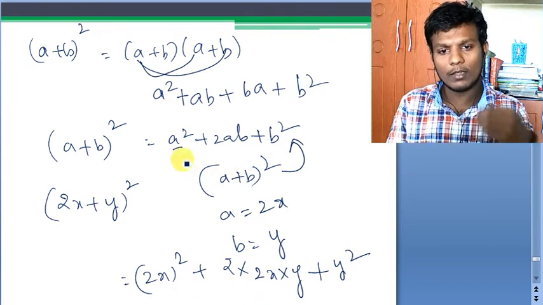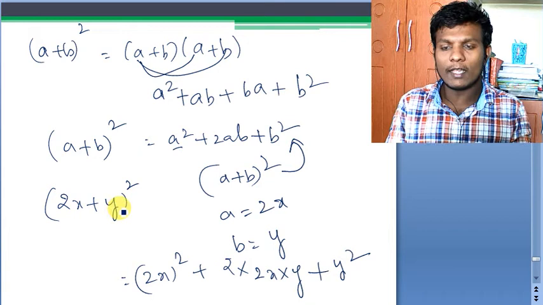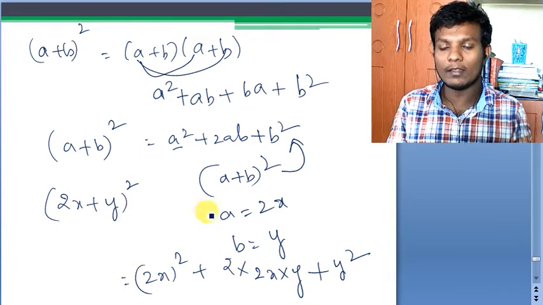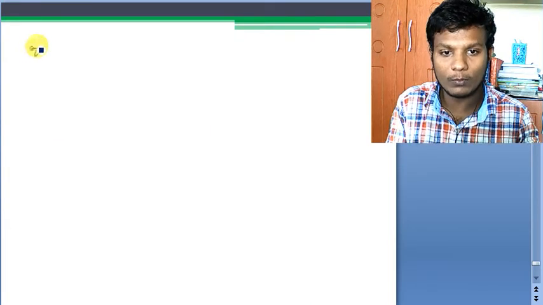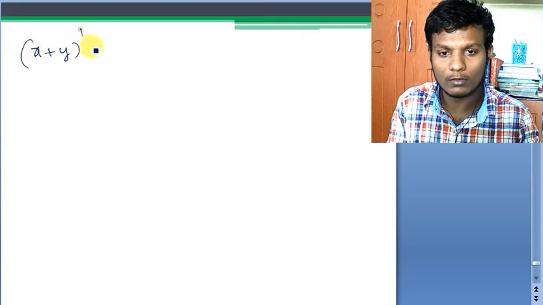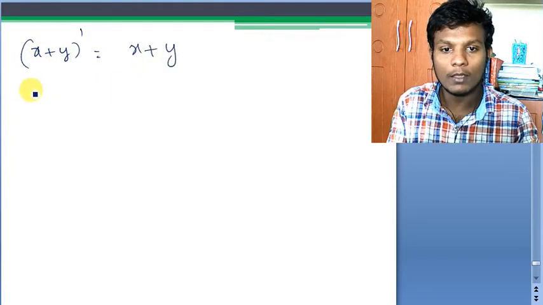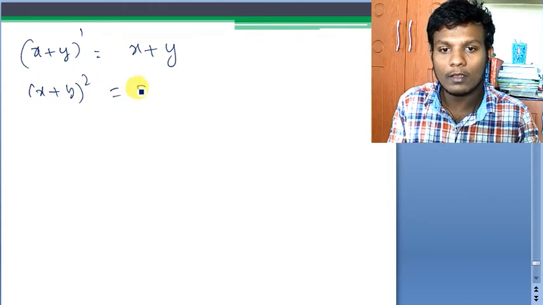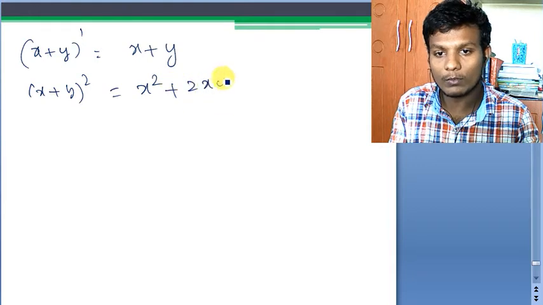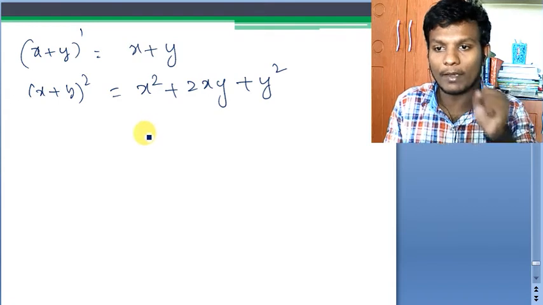But if it is a plus b whole cube, or a plus b whole power 4, can I remember them very easily? Is there any logic behind them? Let us see. Suppose I have x plus y whole power 1, so it will be x plus y only, nothing to bother about. But if I have x plus y whole square, I write it as x square plus 2xy plus y square. Just remember what is happening here.